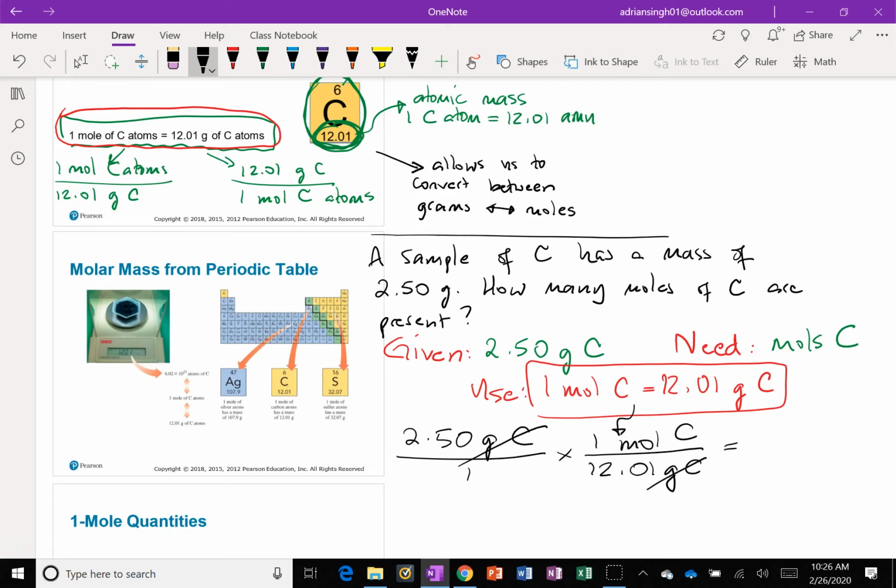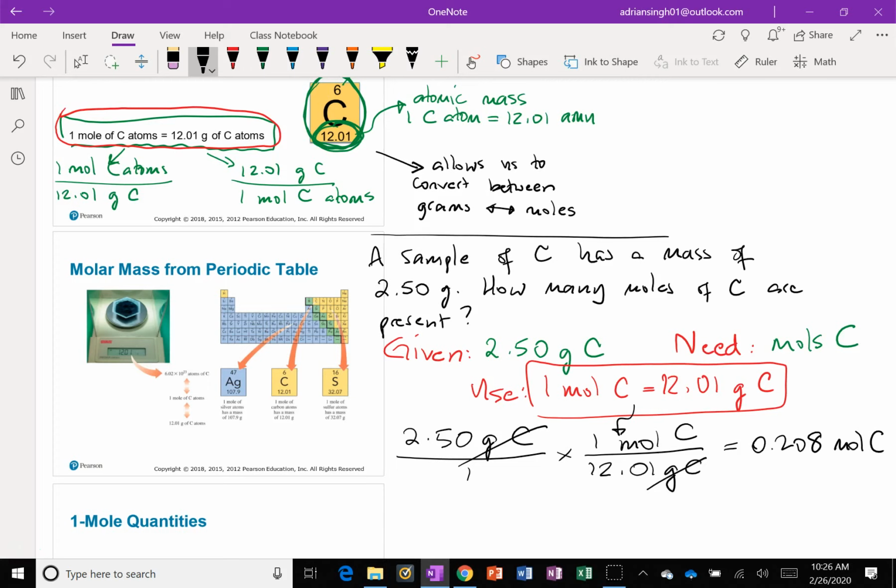Okay, and what does that give? Annette? 0.20? 0.20. How many sig figs do you think I should have? 3. 0.208? 0.208 what? What's your unit? Moles of carbon, right?